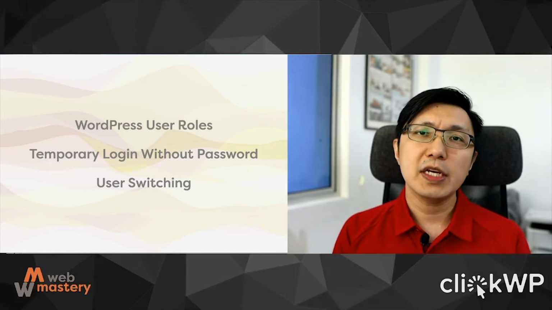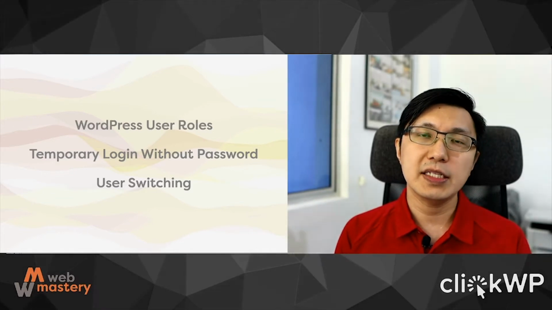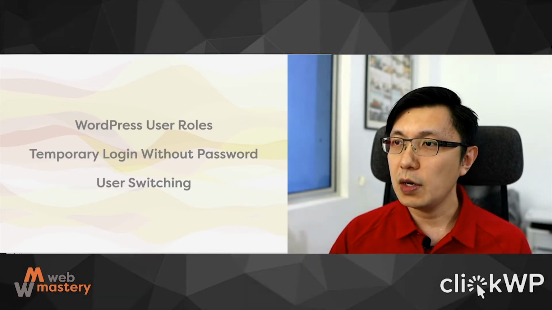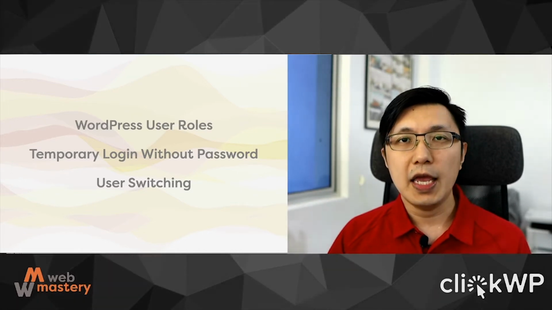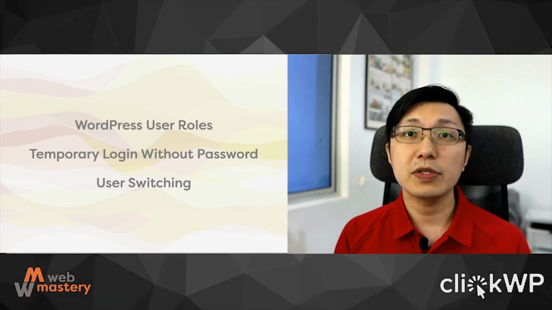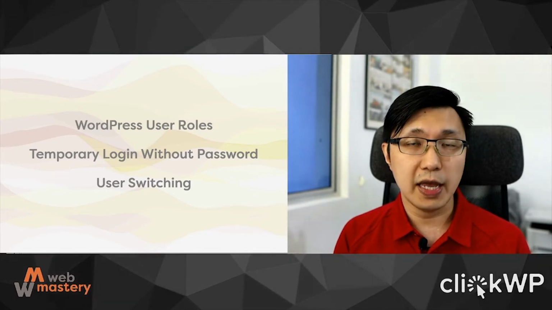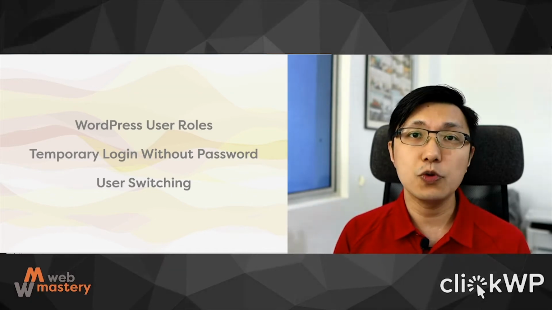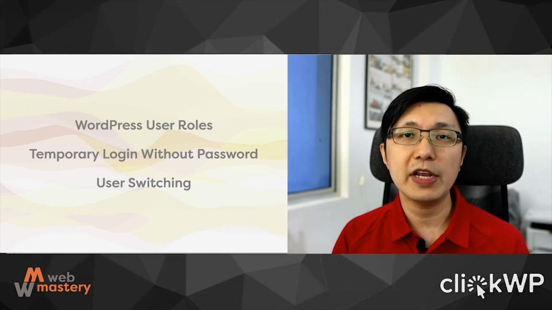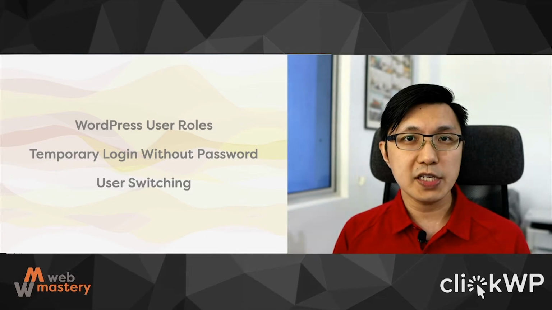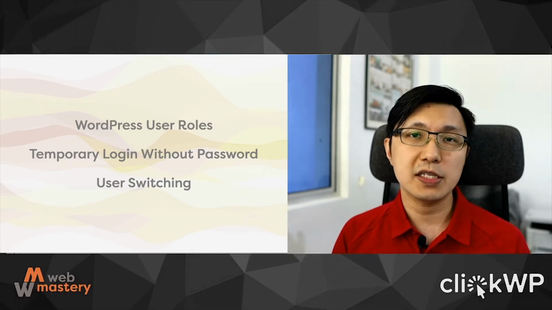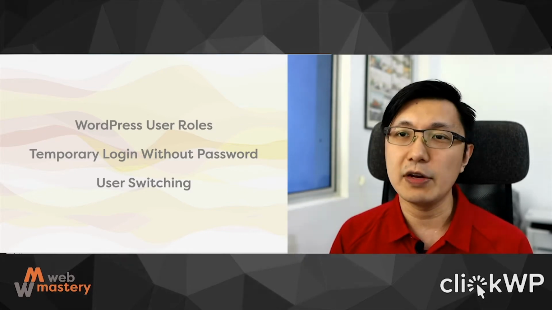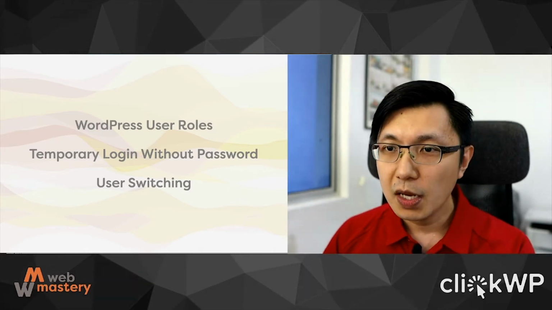Right, so here are the things that we're going to be discussing in today's episode. We're going to be talking about WordPress user roles and how to make use of them to provide access securely to the site. Then I'm going to share with you two plugins called Temporary Login Without Passwords and User Switching. These are two plugins that I use frequently and that I find really useful.